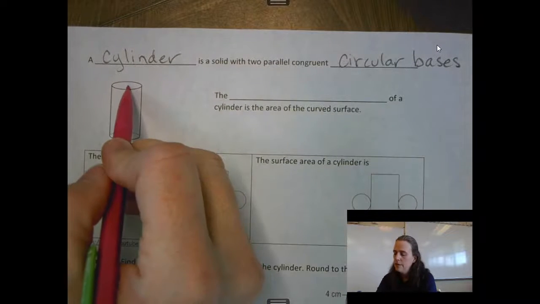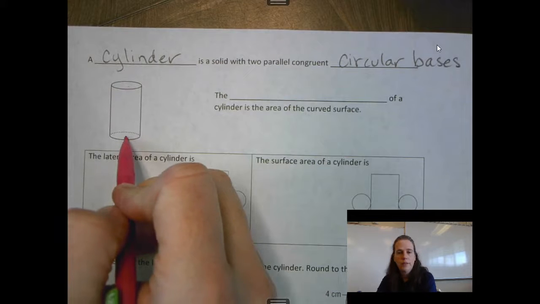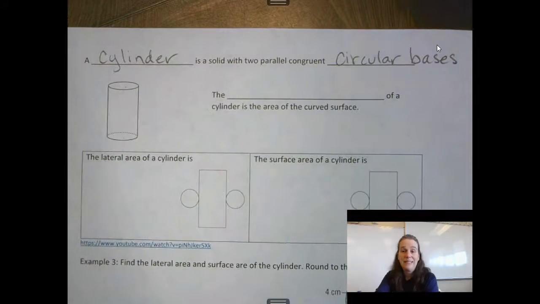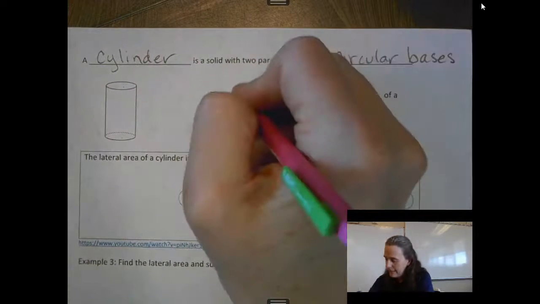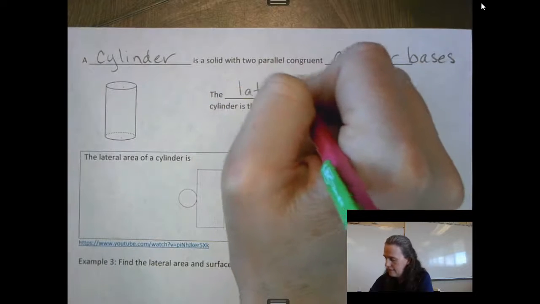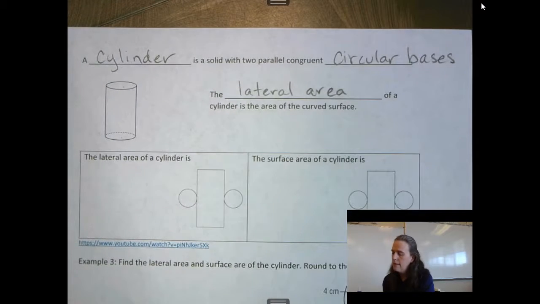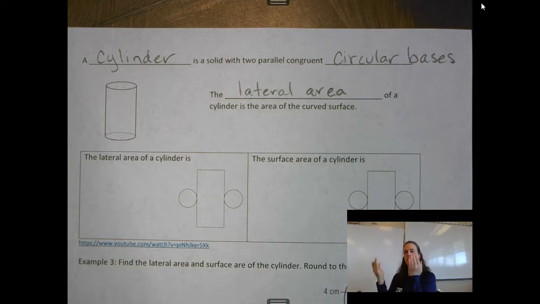Okay, so the top's a circle, the bottom's a circle, and those are the bases. The lateral area is just that curved surface. So it's just one solid piece, and it's bent, or curved, nice and round and smooth.